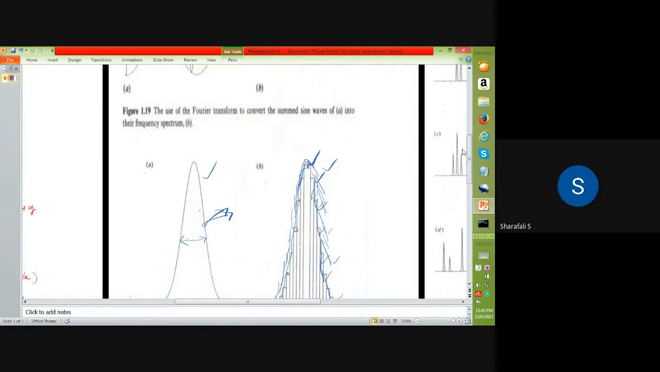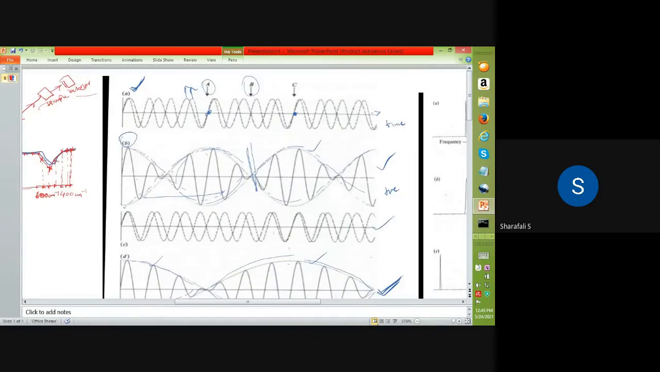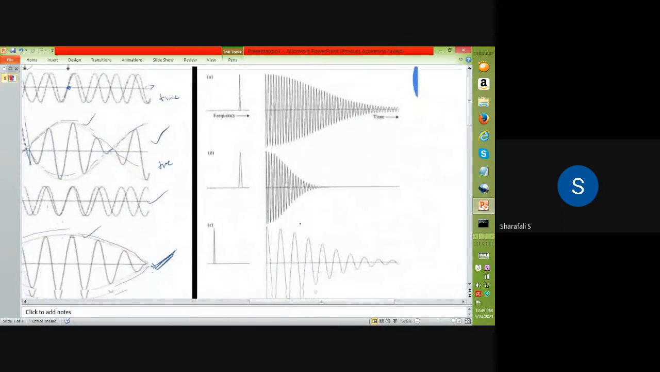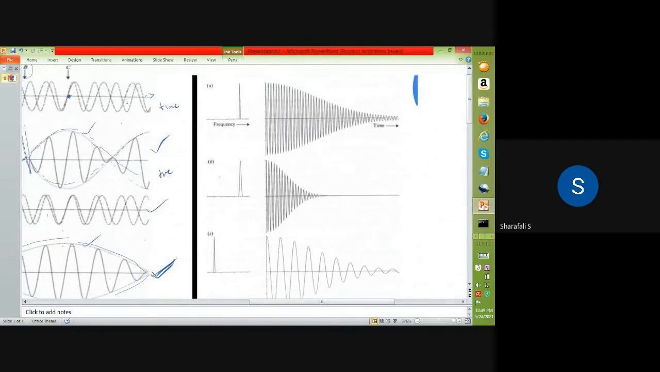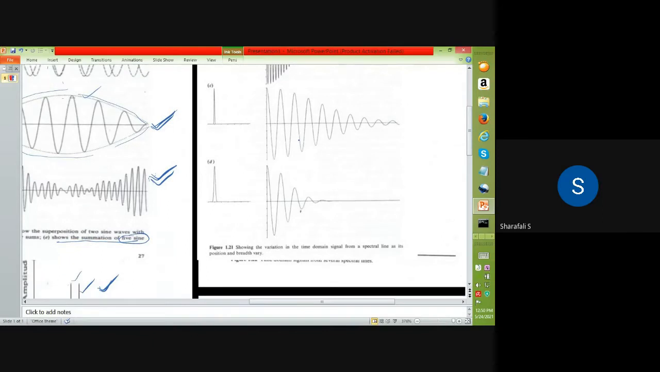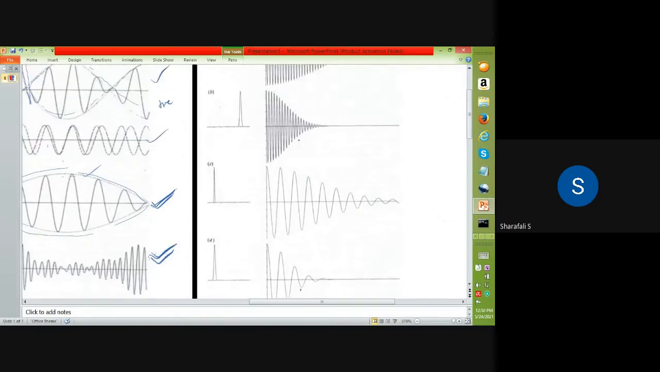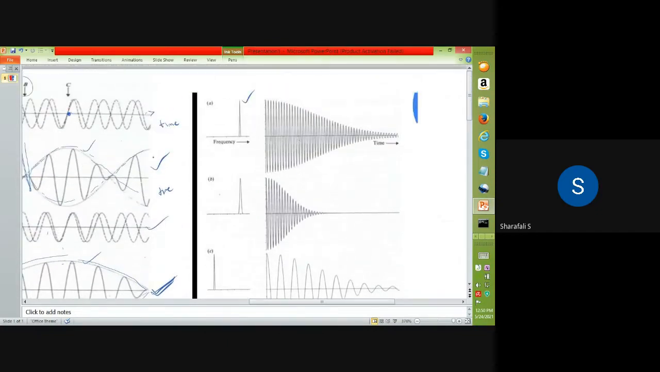And if you are considering the same action with a different spectra in the frequency domain, then we can get something like this. If you are converting this particular spike into the time domain, you get the dominant signal from the spectral line as it is positioned. So this spectra is in the frequency domain, and it has to be converted into the time domain.